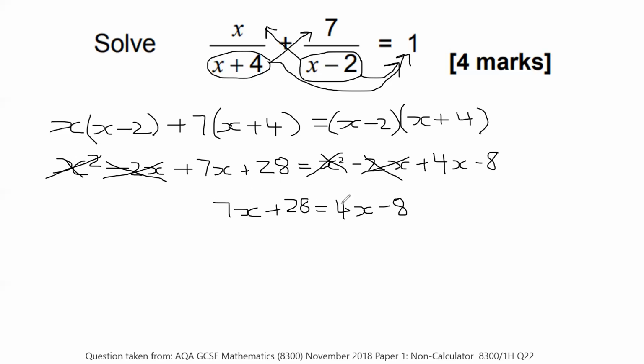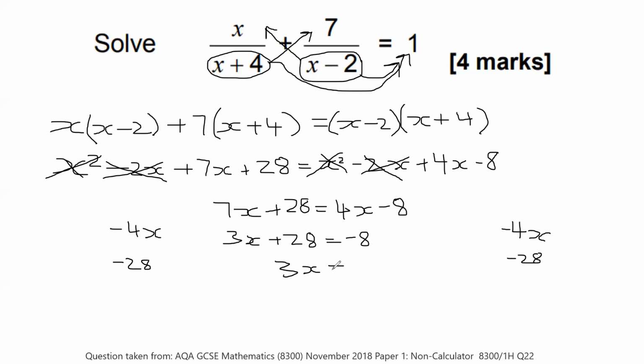So if we start to rearrange this equation to try and solve it for x, we'll start by taking away 4x from both sides. Remember, it's really important that whatever you do to one side, you must do exactly the same to the other side. So if we minus 4x from both sides, we're going to end up with 3x plus 28 on this side, and that's equal to minus 8. Then if we do exactly the same again, and we take away 28 from both sides, we're going to end up with 3x on this side, and that is equal to minus 36.